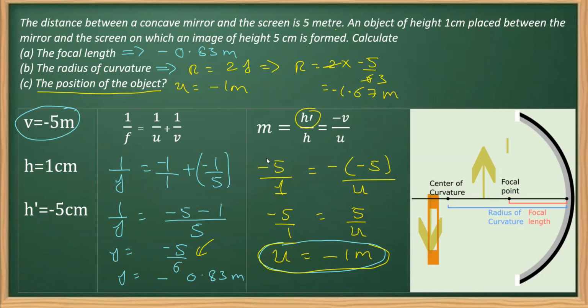So now the final answer will be: focal length, which is minus 0.83 meter; then the radius of curvature, which is minus 1.66 meters; and then the object distance indicated by u, the object is placed at a distance of 1 meter in front of the mirror.